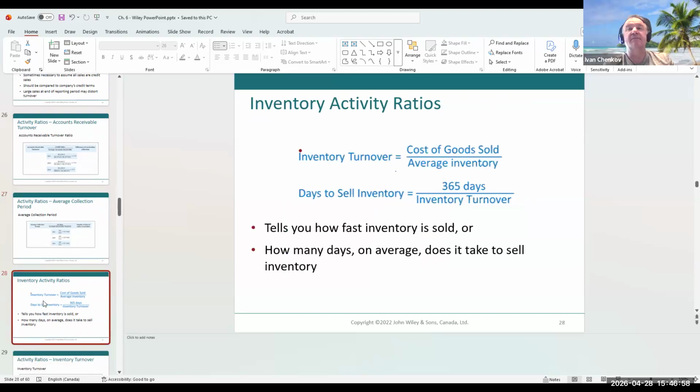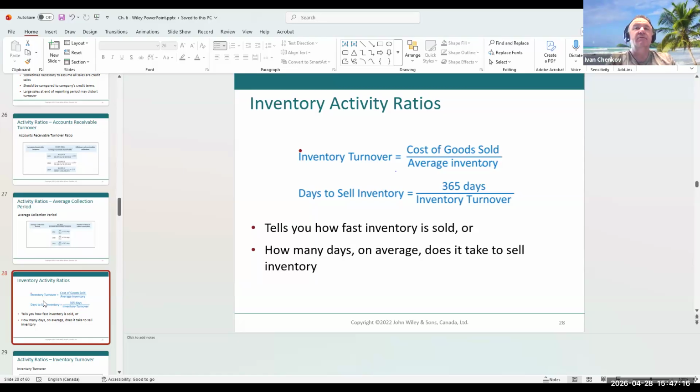Next thing is the inventory activity ratio. Same idea as accounts receivables, but about the inventory. Now the question is, how many times are we selling the inventory during the year? How are we going to get that?